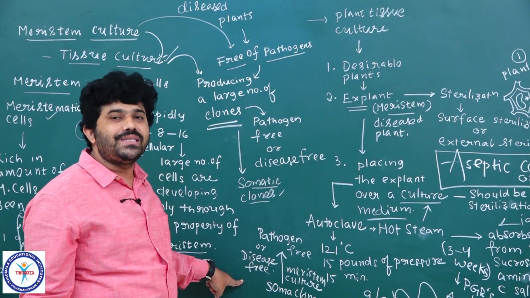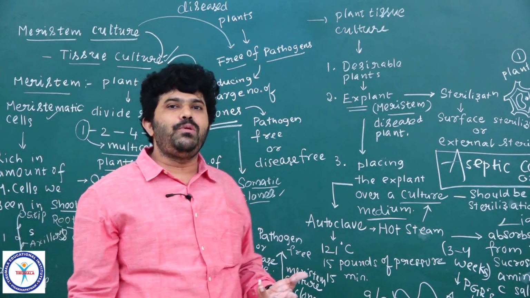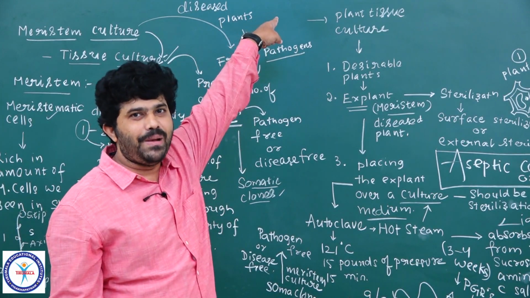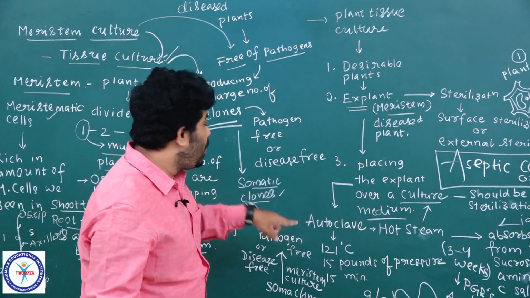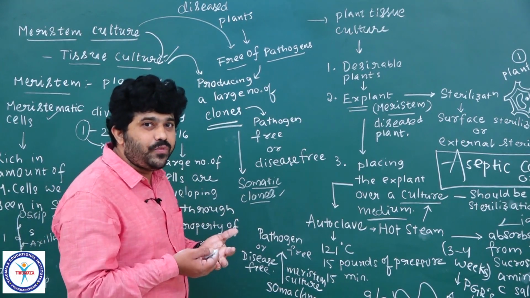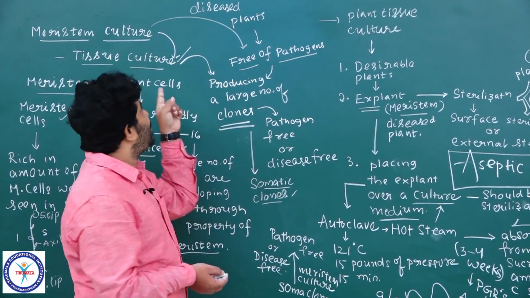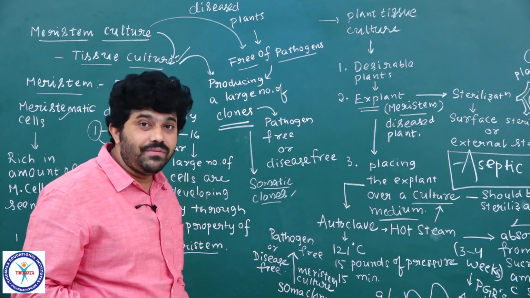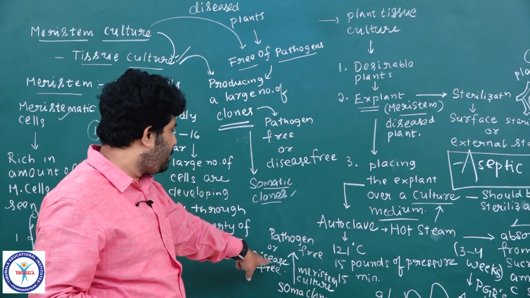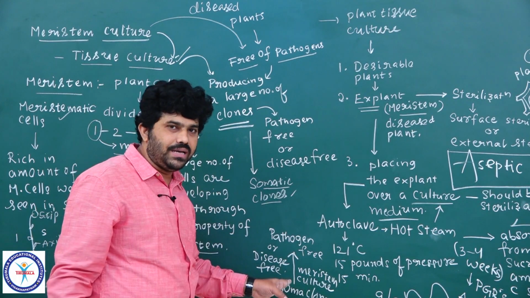We produce clones without disease or without disease causing organisms, with the desirable character which is present as an inherited character in the parental plant. So we can easily produce a large number of clones that are disease free or pathogen free. We just go for the method of tissue culture which we call Meristem culture, a very beneficial method through which we are producing a large number of Soma clones, disease free or pathogen free plants.